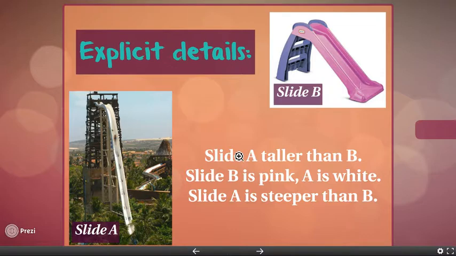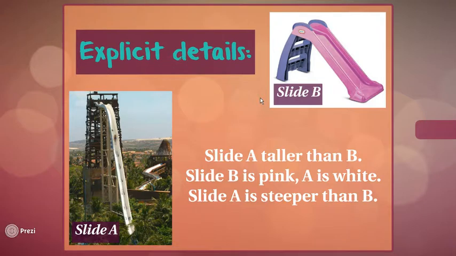For instance, you could say slide A is taller than slide B. You could say that slide B is pink and A is white. You could say that slide A is steeper than slide B. But all of those details are pretty on the surface. They're only going to give us a kind of simple and limited answer because we're not really having to make any inferences from that information.